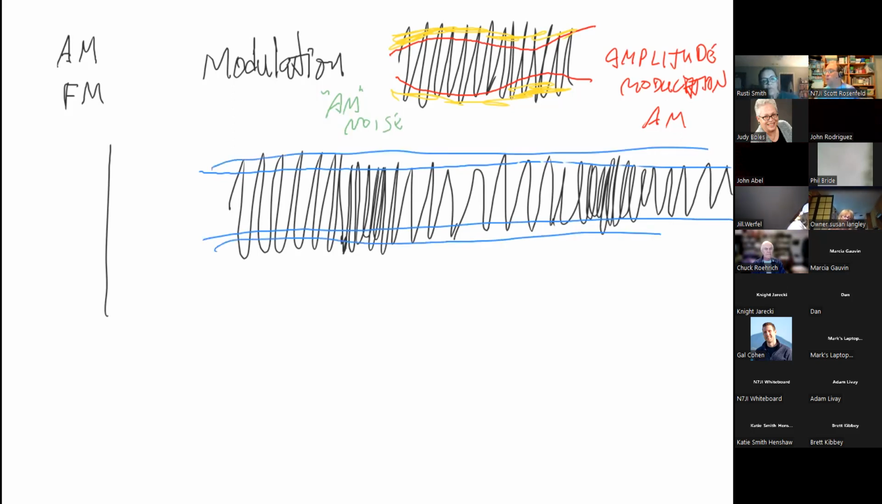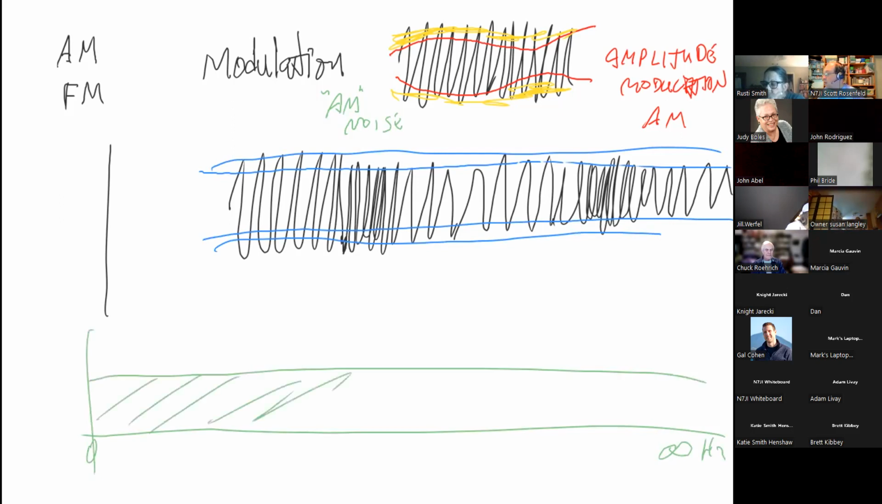So if there was a lightning strike, lightning makes RF noise. If I were to draw the RF spectrum and say this is from 0 to infinity frequency, hertz, lightning basically has a profile that looks like this. It's a pulse and it generates noise across all frequencies equally well.